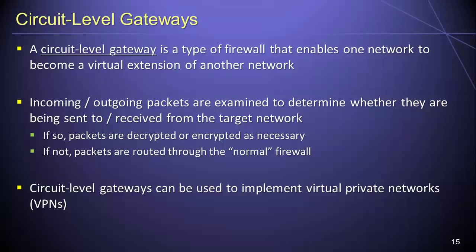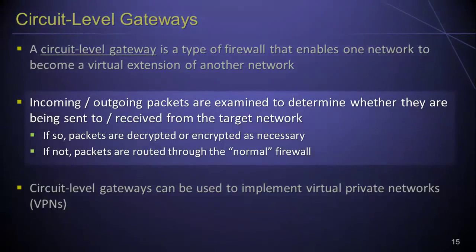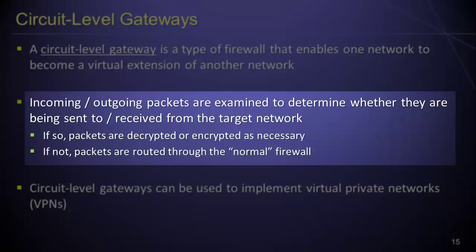A circuit-level gateway is a type of firewall that enables one network to be virtually connected to or become a virtual extension of another network. A circuit-level gateway works by examining incoming and outgoing packets in order to determine whether those packets are being sent to or received from the target network, with the source and destination IP addresses of each packet typically being used to make this determination.